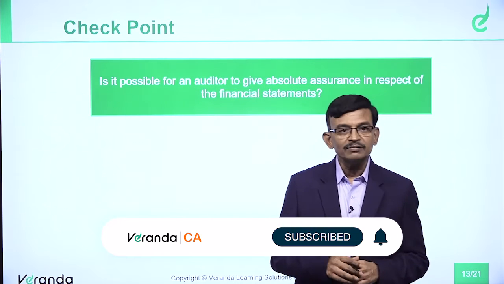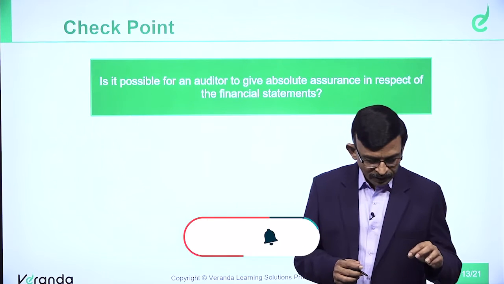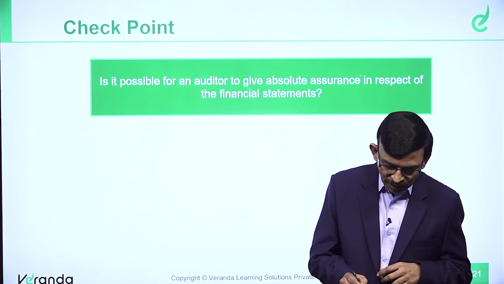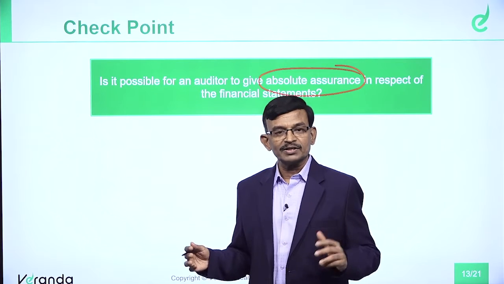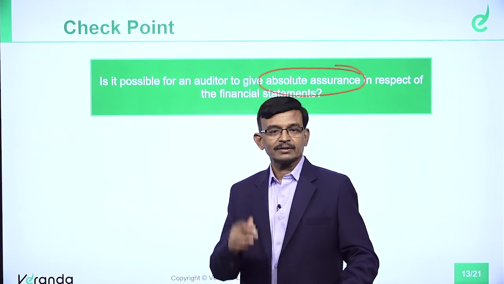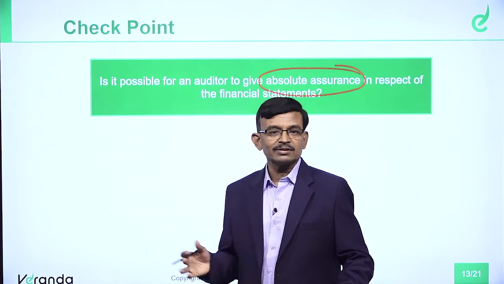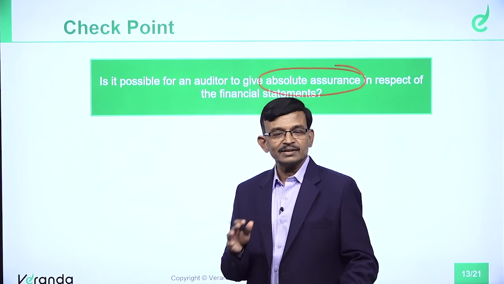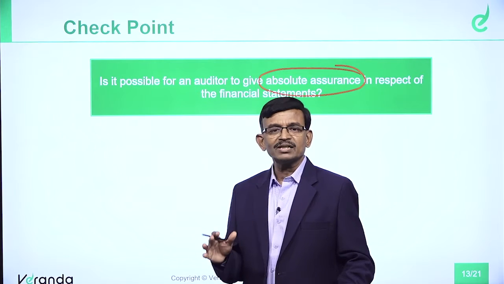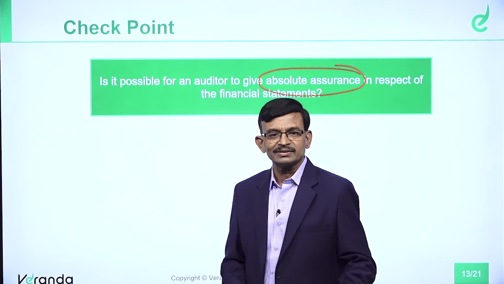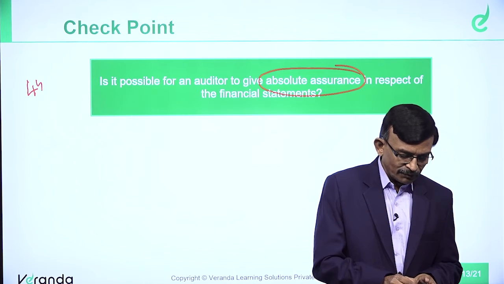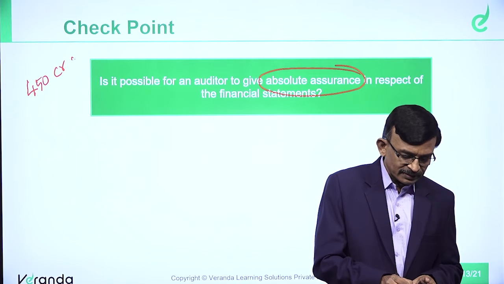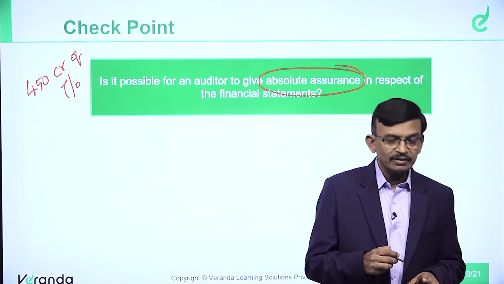Let us move on with some quick questions. Is it possible for an auditor to give absolute assurance on the financial statements? What do you mean by absolute assurance? True and correct. Whether the auditor has verified all the transactions. Let me just take a simple example. One company, a private limited company, is having say 450 crore of turnover, sales or revenue.